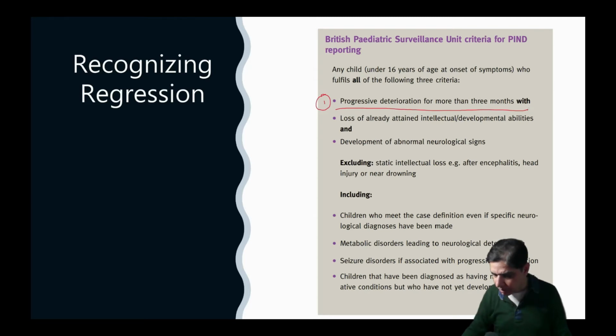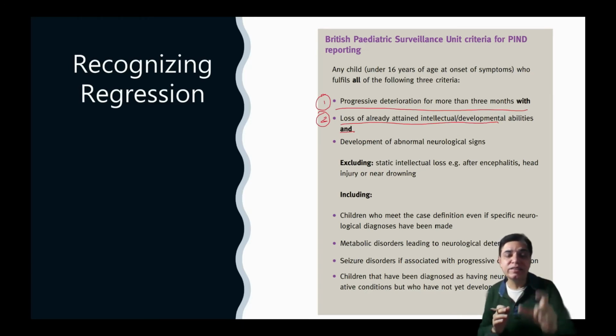This is number one. Number two, there should be loss of already acquired intellectual or developmental ability. So you are talking about something which was already achieved. It's not like somebody says, oh well, fine, he's not walking, but if he was never walking, that is not a regression of the milestone. But if he was walking in the past but now he's not walking, that is a reversal. So there should be a loss of already attained something which the parents say yes, he was able to do, but now he cannot do. So this is very important.